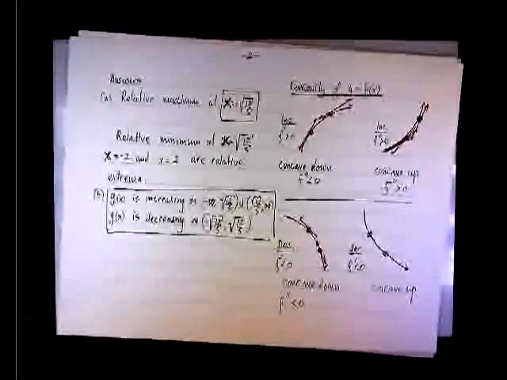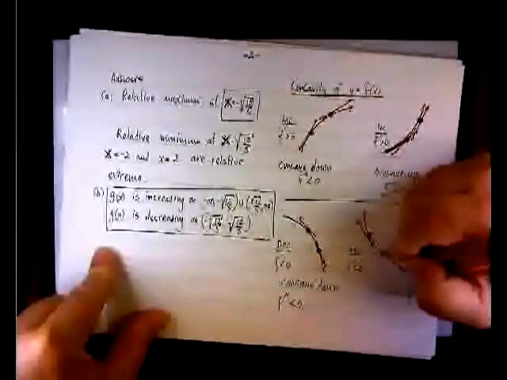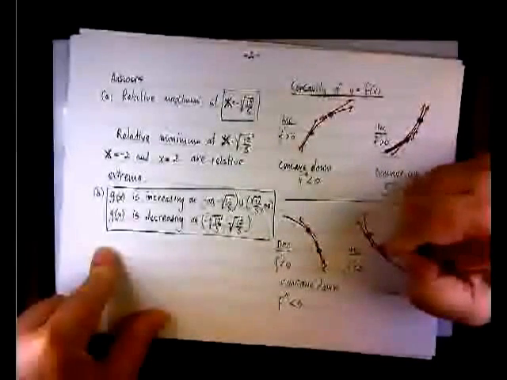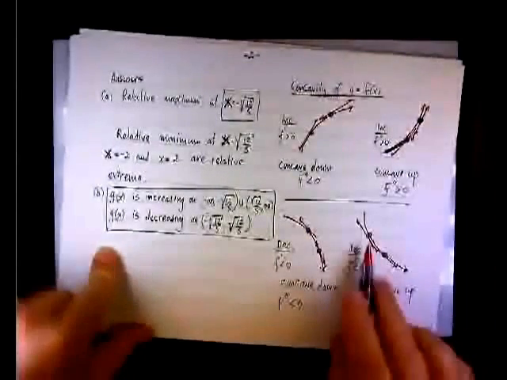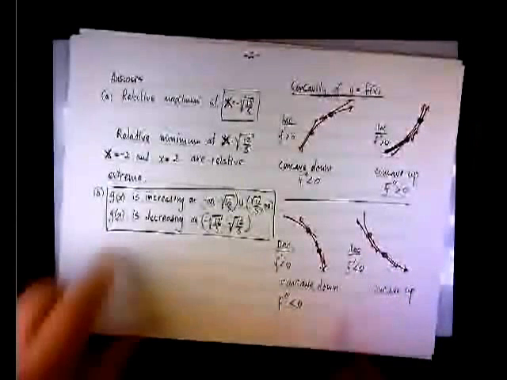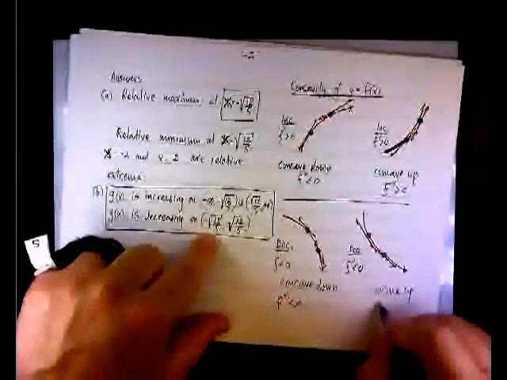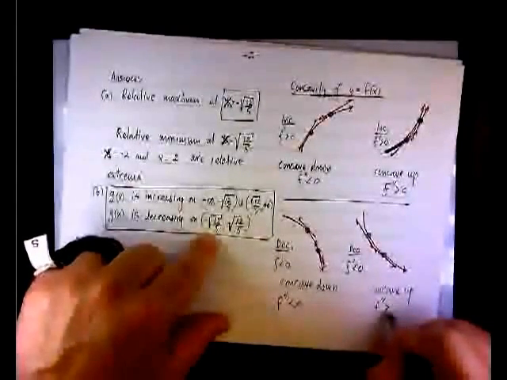What happened to the slope in this function, the last one? The slope is decreasing or increasing? It's increasing. This was more negative, this is less negative, right? So it's increasing. If it's increasing, then the second derivative is positive.